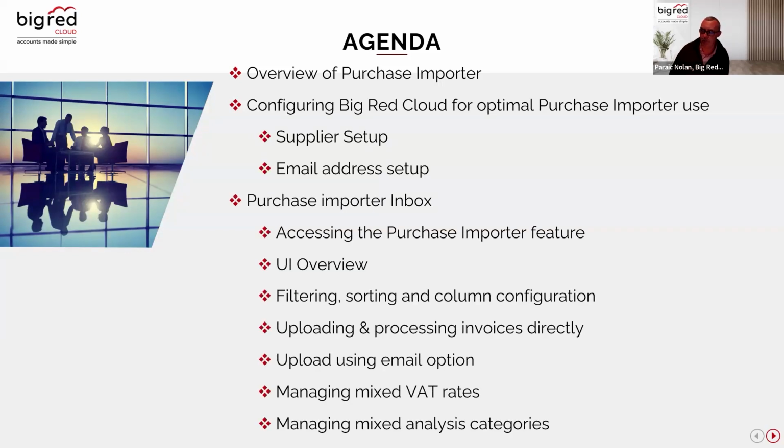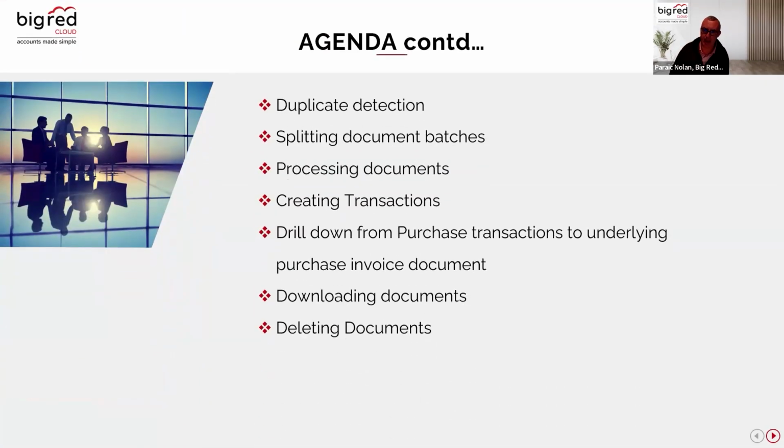And then we'll have a detailed dive through the Purchase Importer, including the following things. Accessing the Purchase Importer feature, how you get it, the user interface overview, filtering, sorting. You can actually change how it looks based on your preferences. We'll look at uploading and processing invoices directly using email and then using the Snap and Send feature also. We'll look at managing mixed VAT rates and analysis categories. We'll look at duplicate detection because you want to make sure you don't have duplicates going into your system.